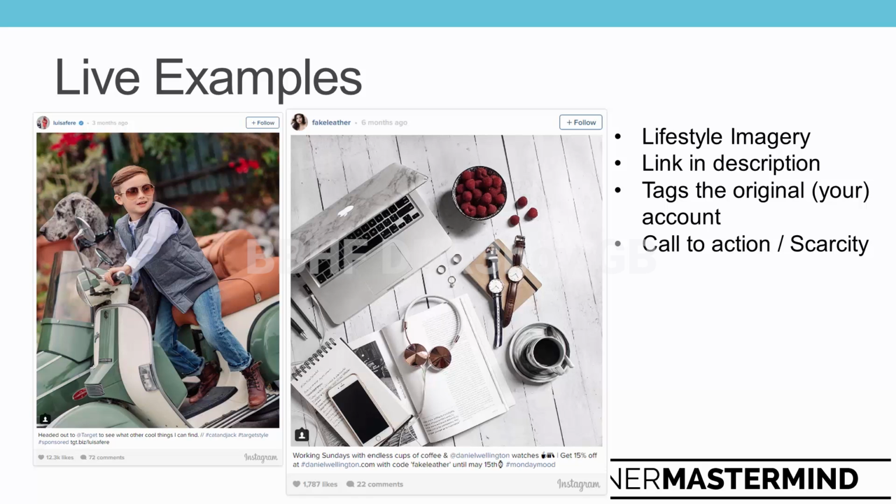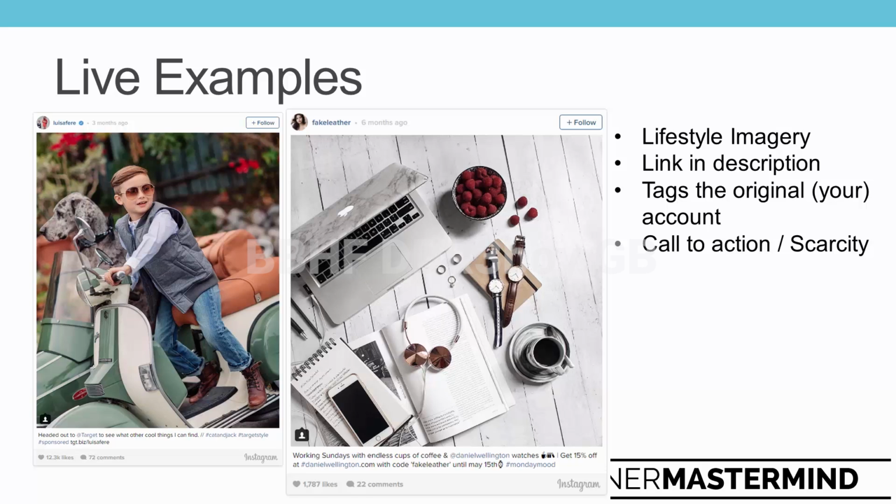And that's one that would be a great one for you to go ahead and send out to your influencer, because it doesn't matter if the influencer is a man, woman, child, young, old, whatever. This lifestyle imagery without any subject in it would definitely work regardless. So these are two great examples, right? You see lifestyle imagery. You see the link in the description. I'm sure the link was also in their actual bio, so it would be clickable. They tag the original account, right, at Target, at Daniel Wellington. That's your account, I mean, the original account. So you get some extra clickback there as well.